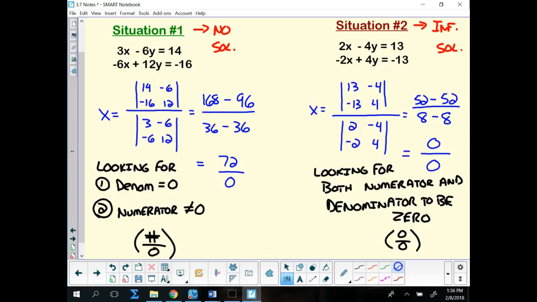So Cramer's rule is a 0 over 0 that gives me the infinite solutions case. Number over 0, that's no solutions.